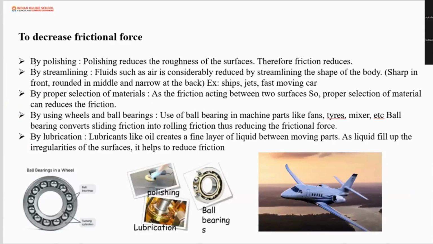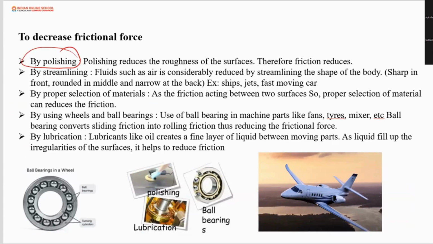What are the methods to decrease the friction? So you can polish the surface. What do you do while polishing? While polishing, you make the surface smooth. While polishing, what you do, Siddhant? Make the surface smooth. Yes, Arjit.